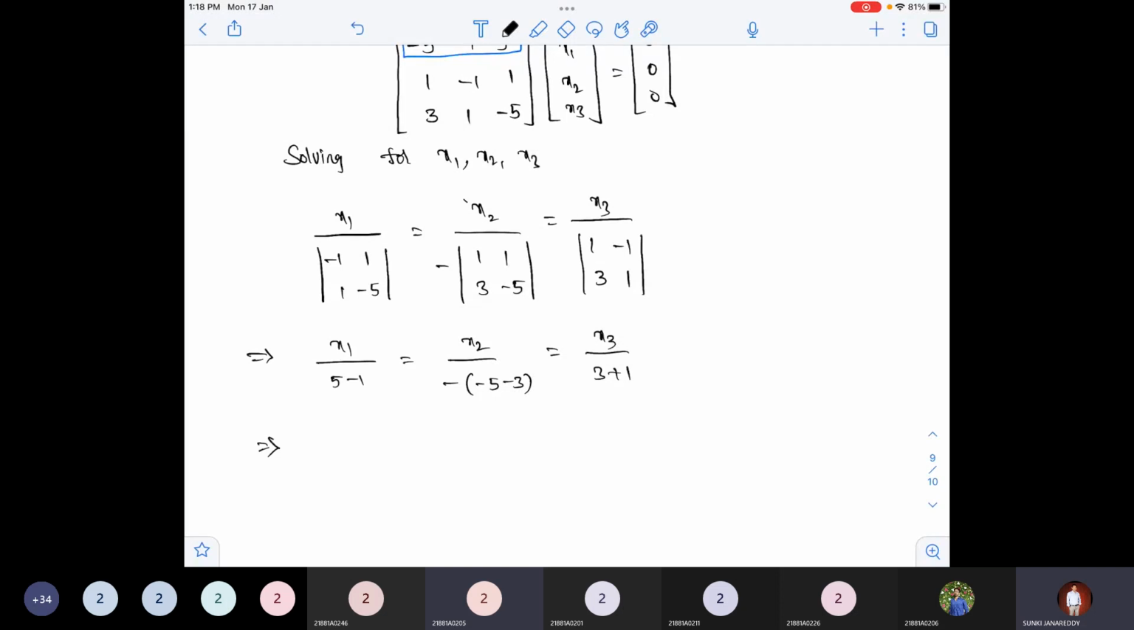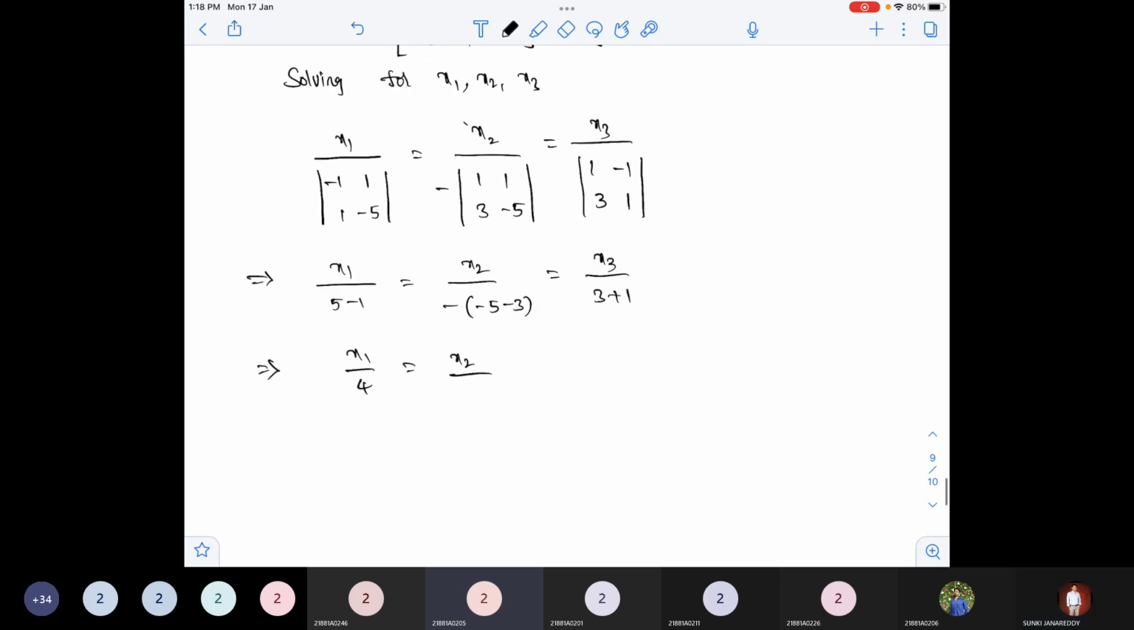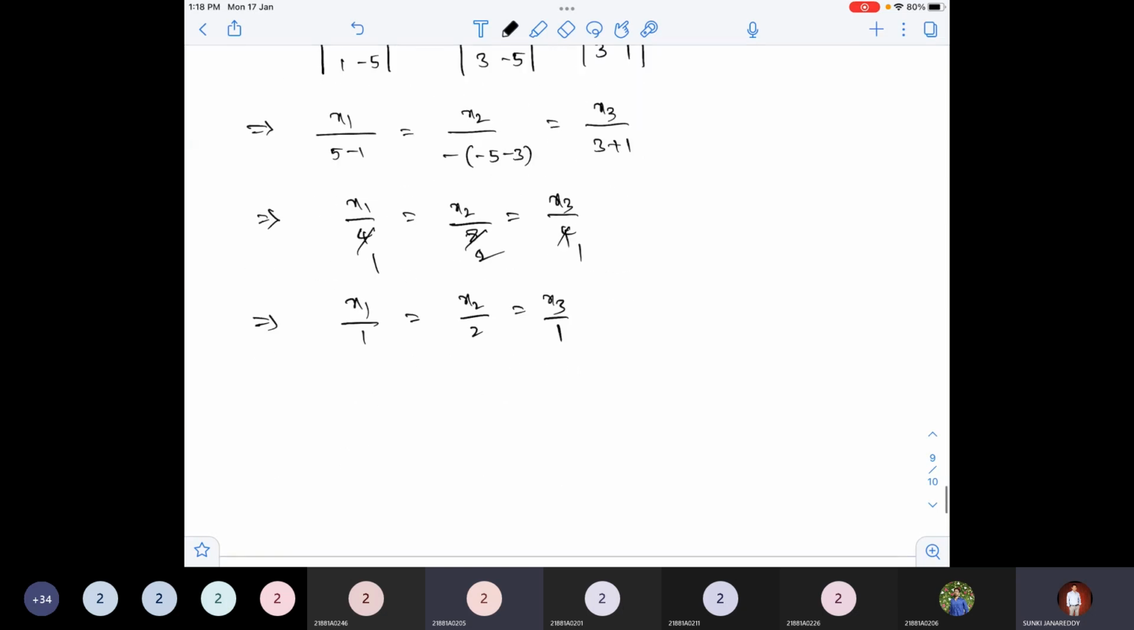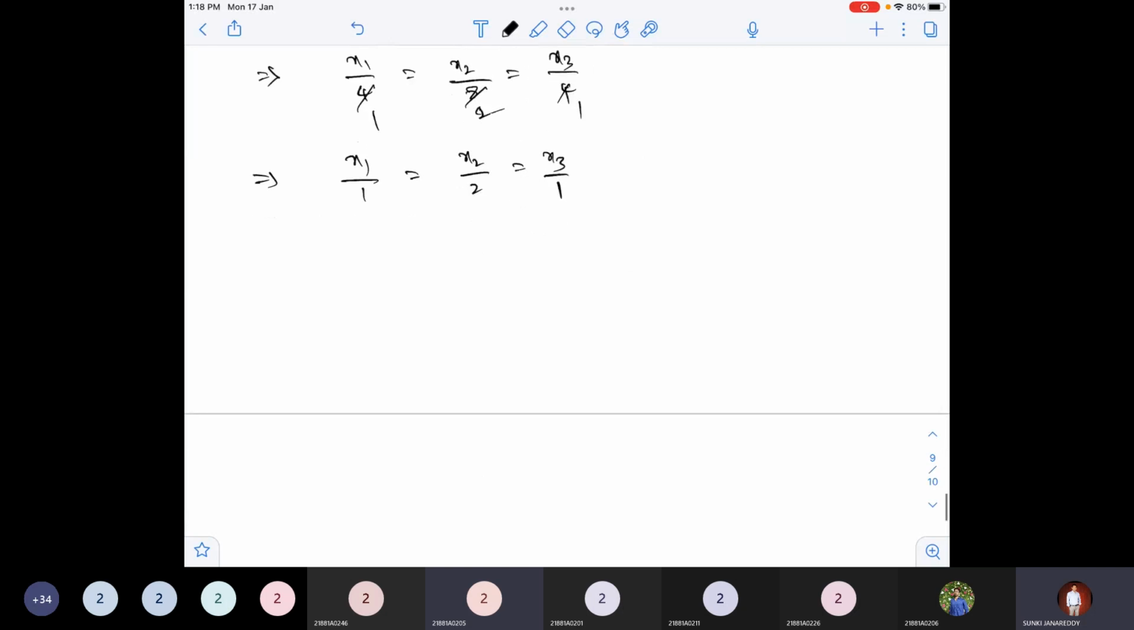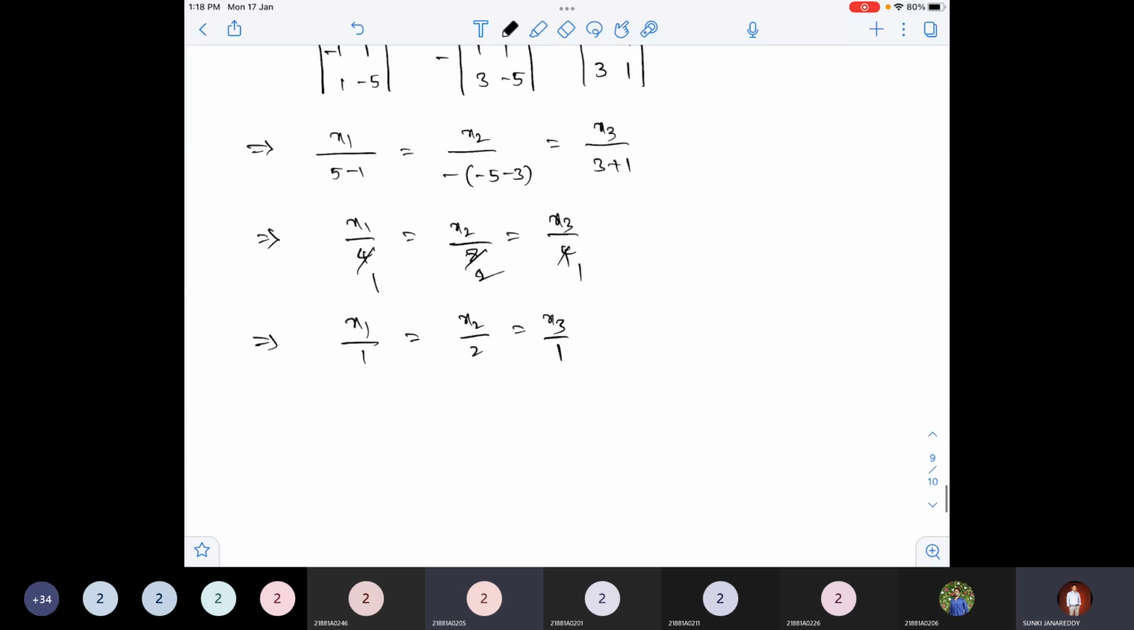That implies x1 by 4, x2 by 8, x3 by 4. Then 4 ones are 4, 4 twos are 8, 4 ones are 4. Then we can get x1 by 1, x2 by 2, x3 by 1 only, not 3. Then at last, what is the next one?